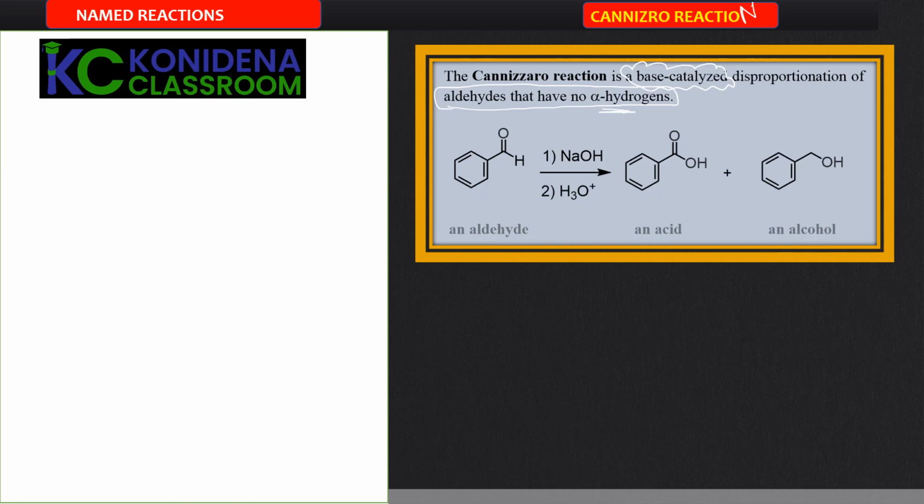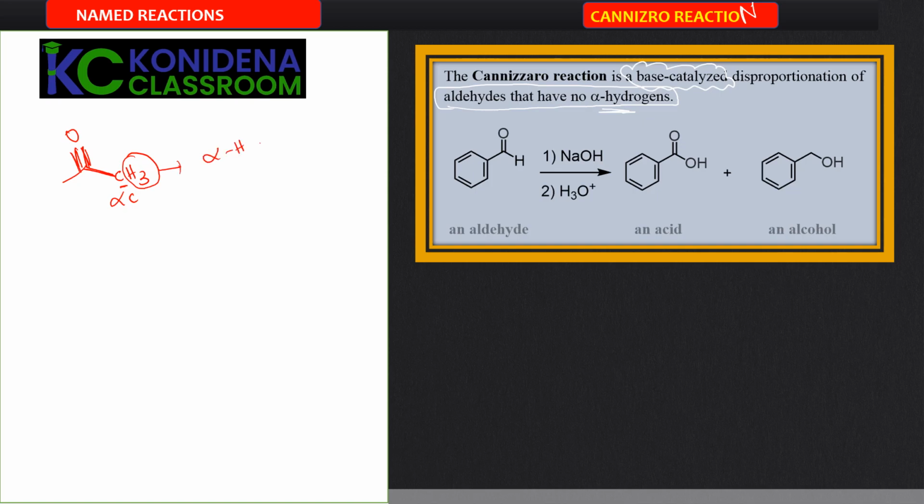What exactly is an alpha hydrogen? In a carbonyl compound, the carbon which is attached adjacent to the carbonyl carbon is called the alpha carbon, and the hydrogens attached to the alpha carbon are called alpha hydrogens.